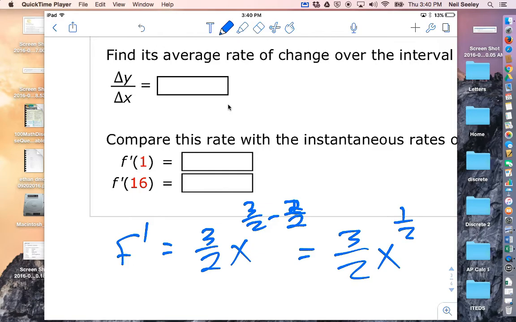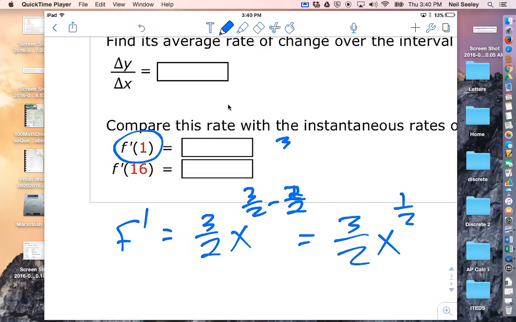And that means now I can plug in 1. So f prime of 1, that first one, would be 3/2. That'd be 3/2 times 1 to the 1/2. 1 to anything is 1, so it's just 3/2. Okay, so we're thinking that's a slope of up 3 over 2. 3/2 is also 1.5, so it gives you another kind of perspective on what that is.